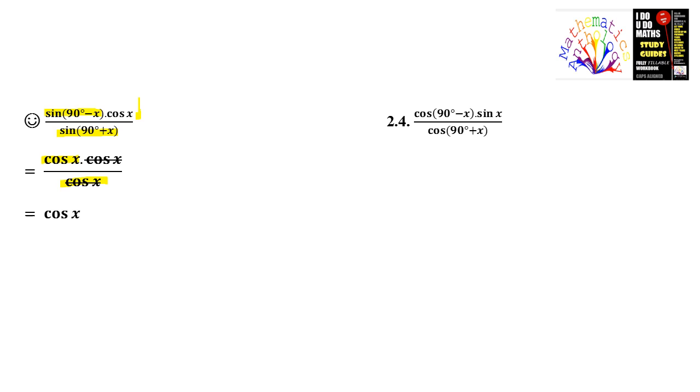Now we can cancel things off because everything is being multiplied. So let's cancel cos x from the top with cos x at the bottom, and we're left with one more cos x on the top, which will remain as cos x.